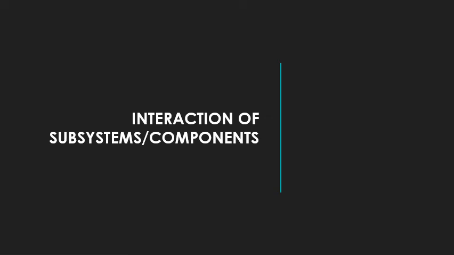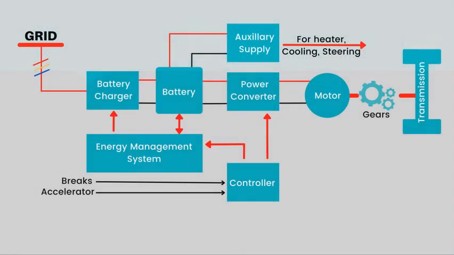Now, since we have a brief idea about how these components work, let's see how they interact among themselves. This flowchart is quite self-explanatory. Depending on the input from the brake and accelerator pedals, the controller will send signals to the battery through the energy management system. The battery will now send current to the motor through the power converter and the motor will start rotating. The mechanical energy of the motor will be transferred onto the wheels through the transmission.